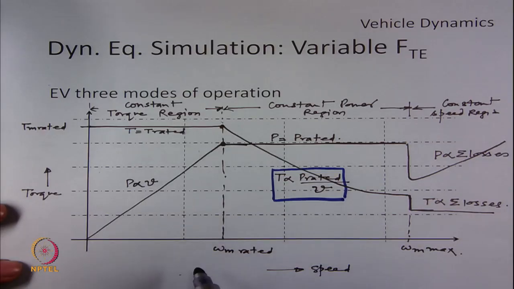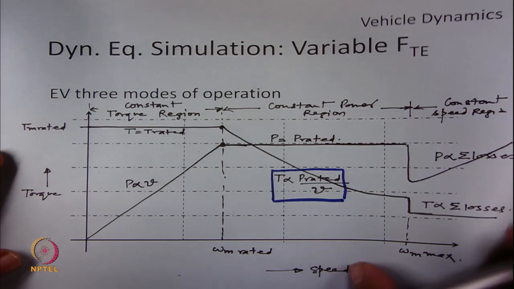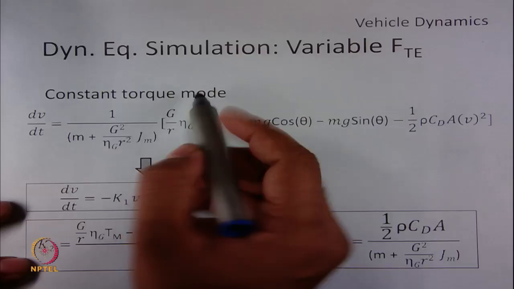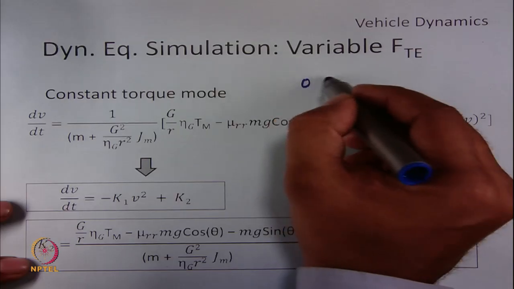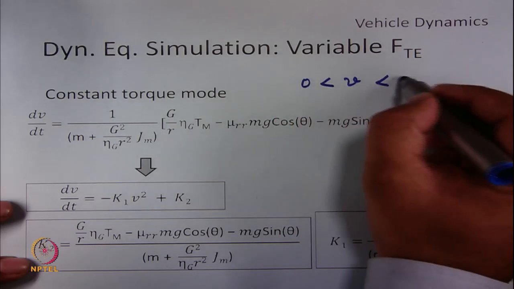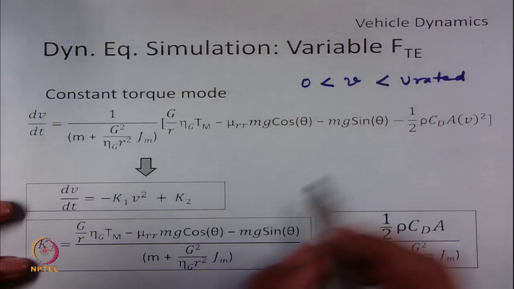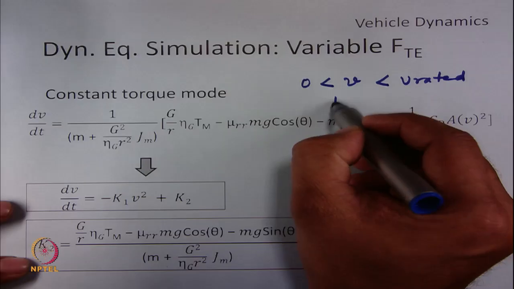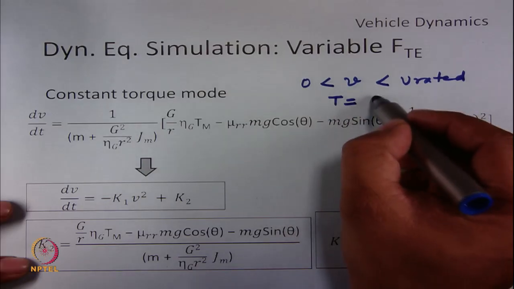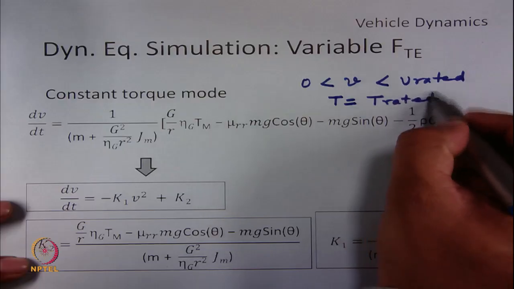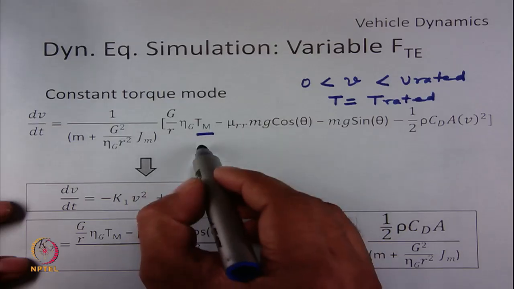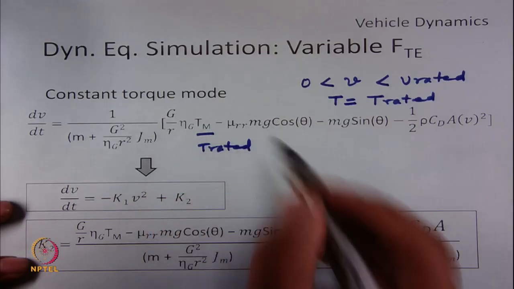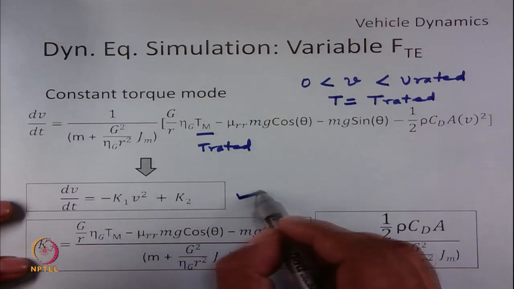This is a quick recap of our discussion we have done yesterday. We know that constant torque region operates when the vehicle velocity is between 0 and V rated, and the torque is equal to T rated. So in this dV by dt equation, we generally substitute Tm equal to T rated and derive the dV by dt equation, which is this.